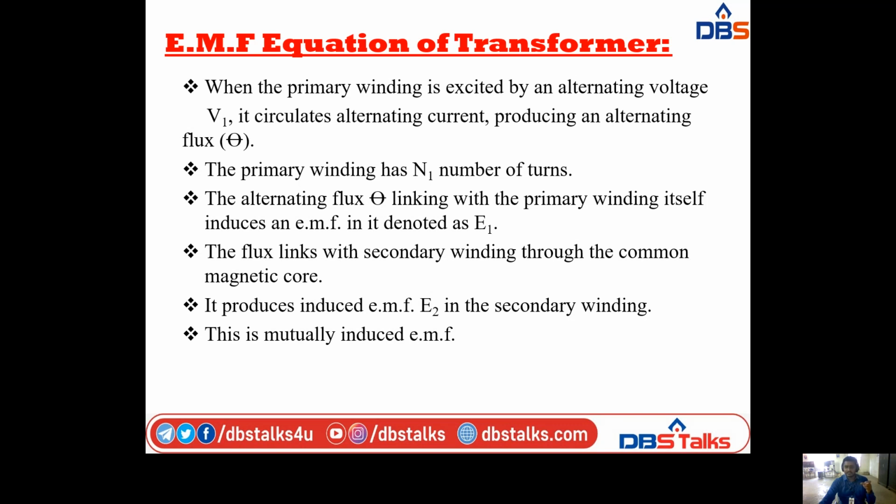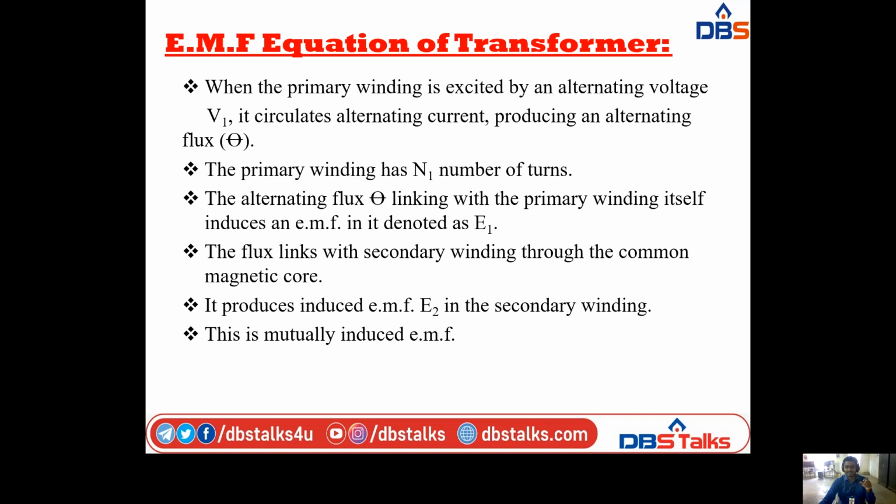So in the transformer diagram, we have two windings, one is primary and another one is secondary. The primary winding produces the voltage E1, and the secondary winding induces the EMF E2. So when the alternating flux phi links with the primary winding, it itself induces an EMF in it, denoted as E1.